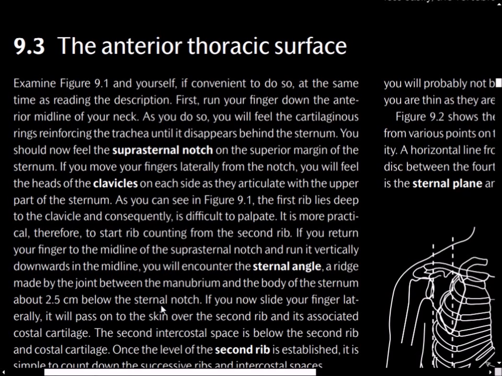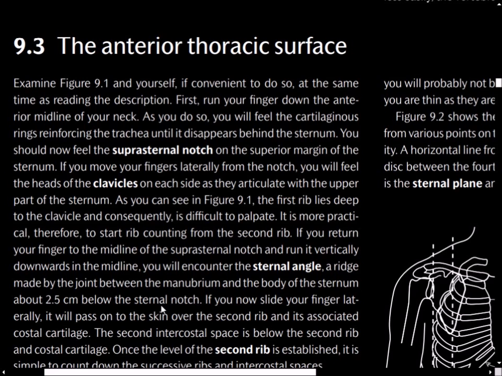Examine yourself if convenient to do so, at the same time as reading the description. First you run your finger down the anterior midline of your neck. As you do so, you will feel the cartilaginous rings reinforcing the trachea until it disappears behind the sternum. You should now feel the suprasternal notch on the anterior margin of the sternum.